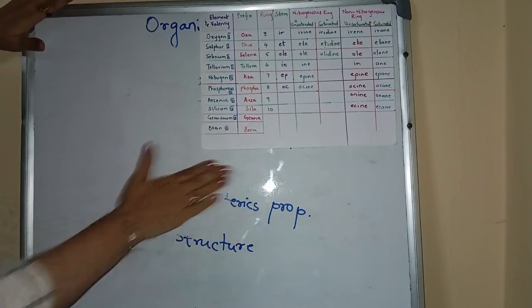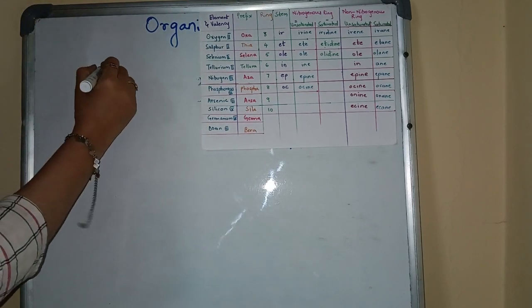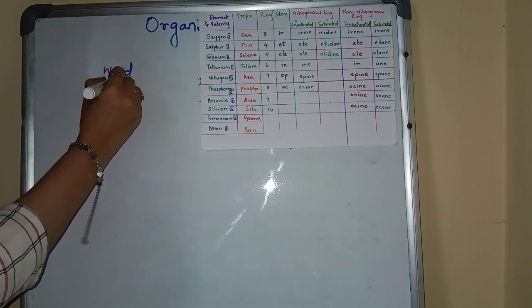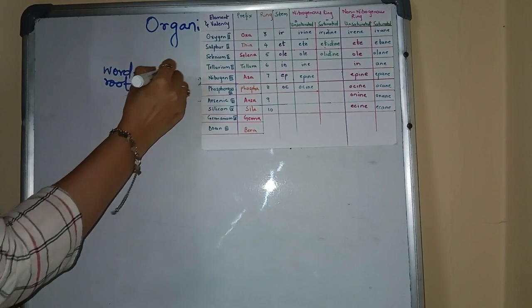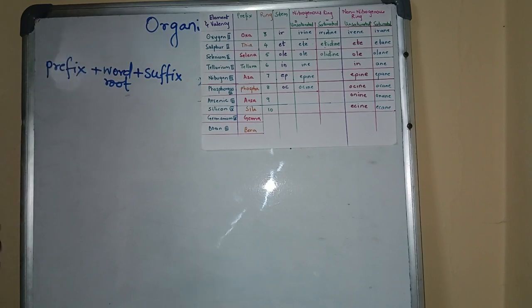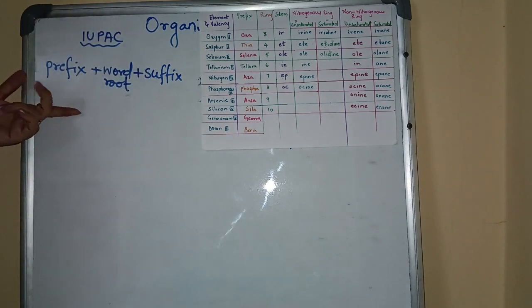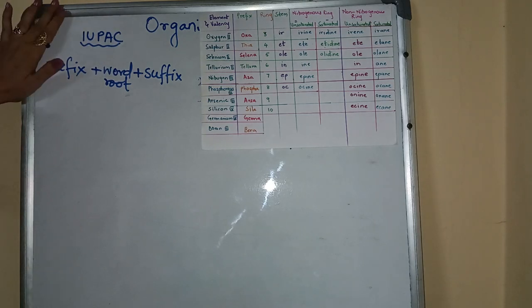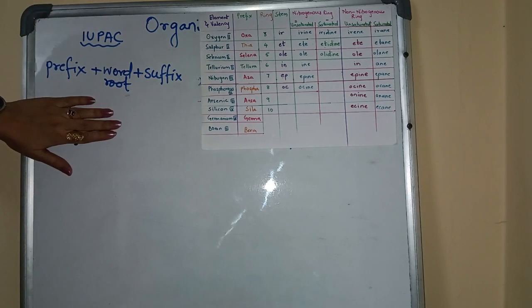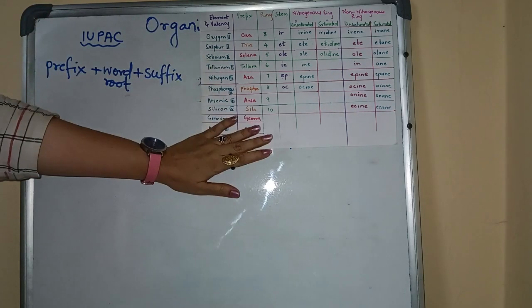Now the general method of using the IUPAC naming system is that it has to have a root word or word root, it must have a suffix, and it must have a prefix. This was the general method of IUPAC. We have studied this general method for naming any compound. The same method is applied here also, with some modifications.